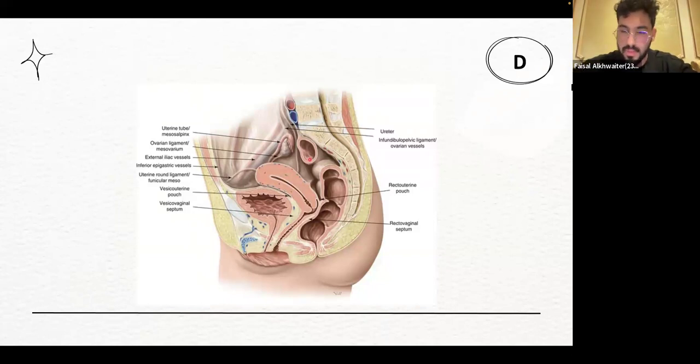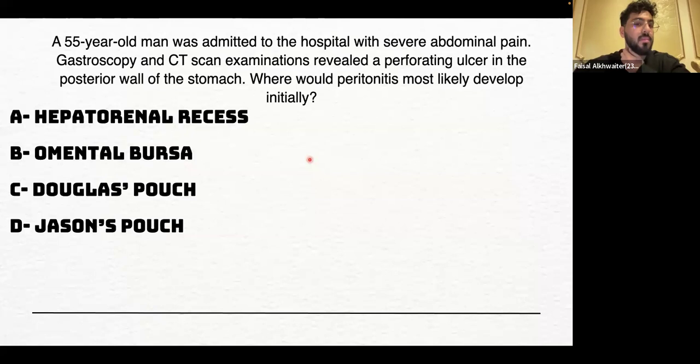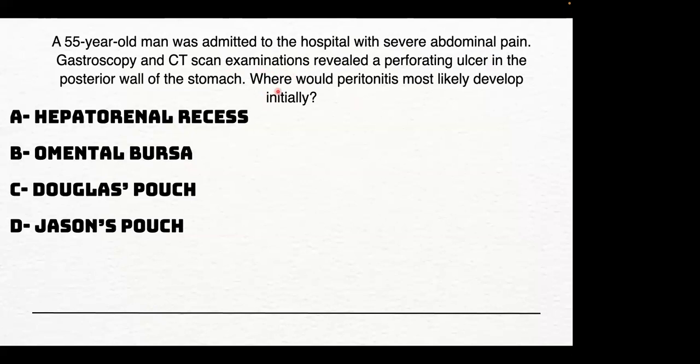So let's just proceed. A 55-year-old man was admitted to the hospital with severe abdominal pain. Gastroscopy and CT scan revealed a perforating ulcer in the posterior wall of the stomach. Where would the peritonitis most likely develop? It says posterior wall of the stomach. The answer is B.